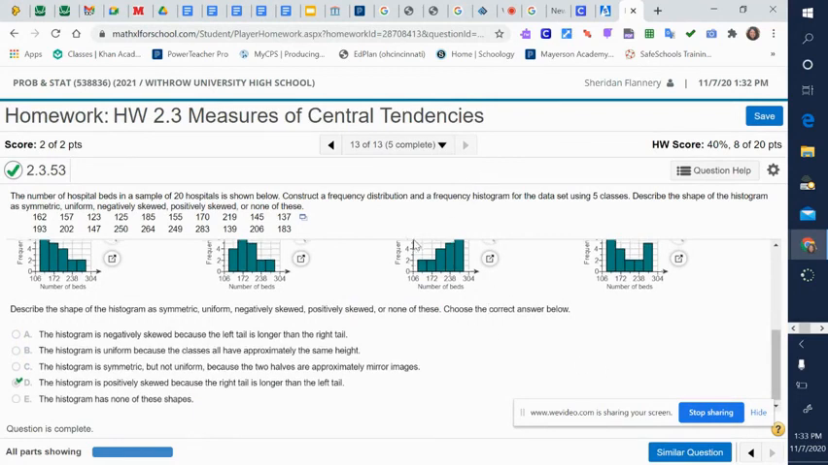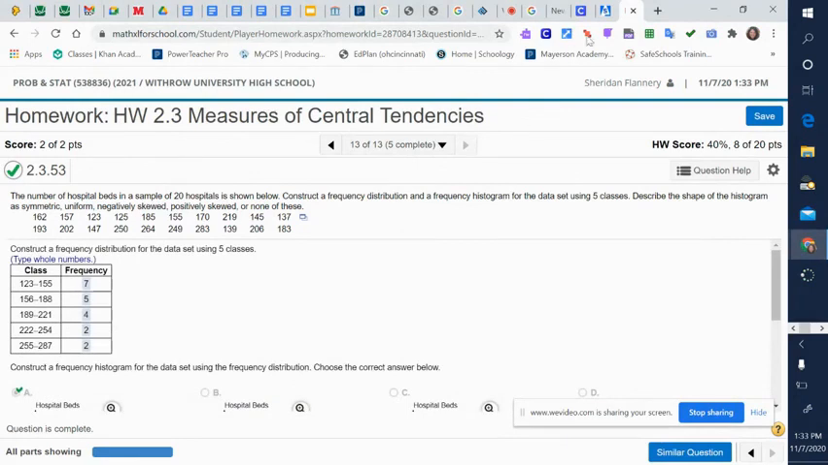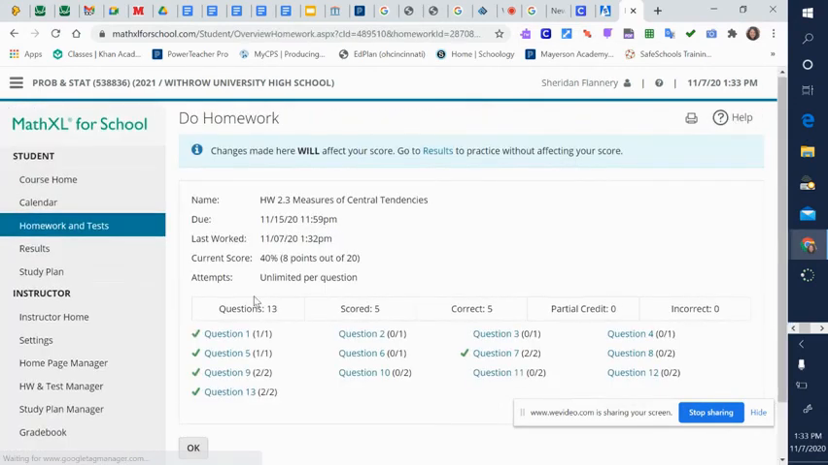So if we go back, I'm gonna hit save my progress. So we just did 1, 2, 3, 4, 5 of the questions together out of 13. And that gives you a pretty good idea of how to do your assignment. You rock, you can do it.